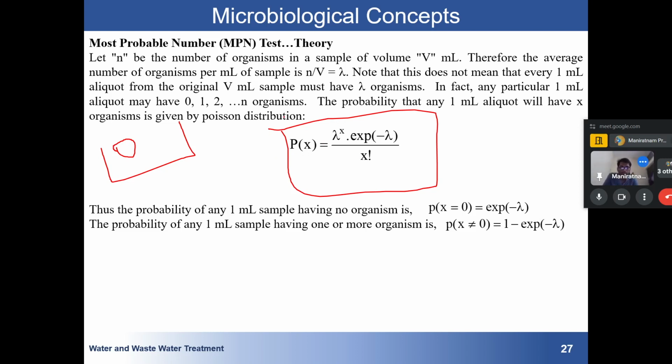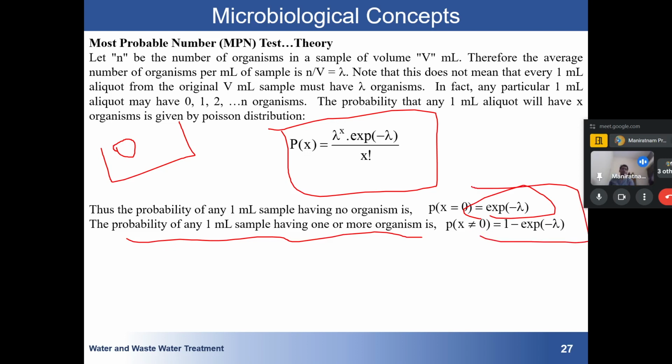So this is just the MPN theory, that is, most probable number. If I am taking 1 ml of sample, will there be any bacteria present in that or not? The probability that a 1 ml sample has no organism, that is x equal to 0, is given by e to the power minus lambda, and the probability that the 1 ml sample has one or more organisms is given by 1 minus e to the power minus lambda.